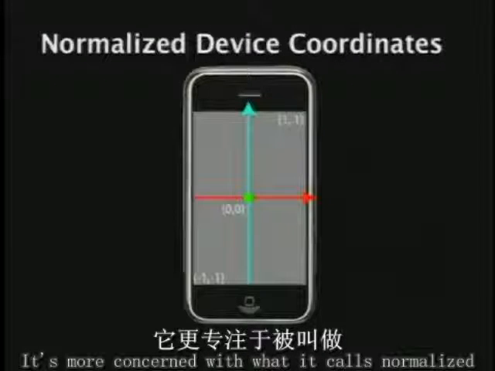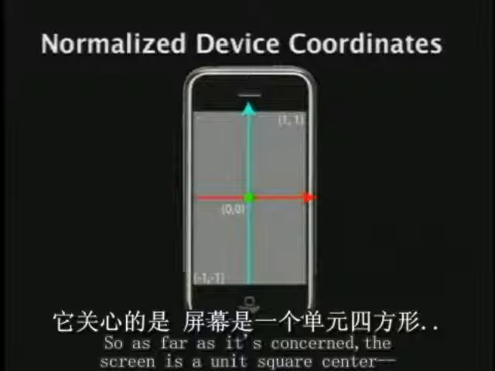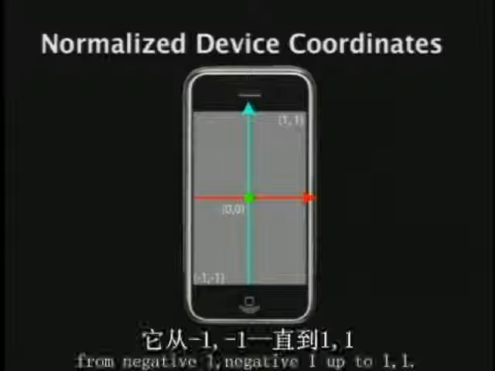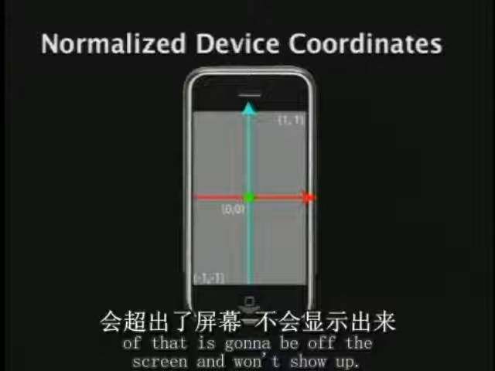It's more concerned with what it calls normalized device coordinates. So as far as it's concerned, the screen is a unit square centered with the origin in the middle, and it ranges from -1, -1, up to 1, 1. So anything that's drawn outside of that is going to be off the screen and won't show up.